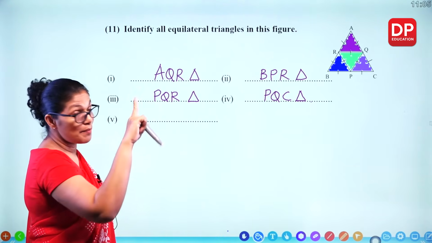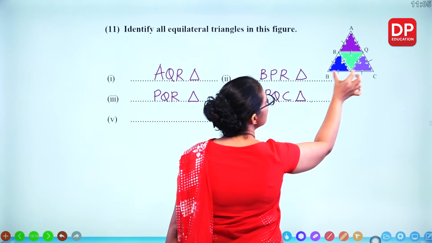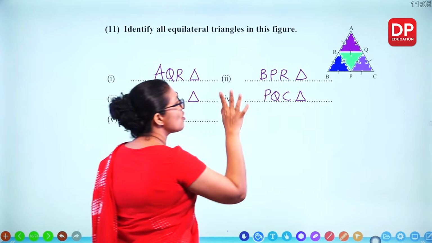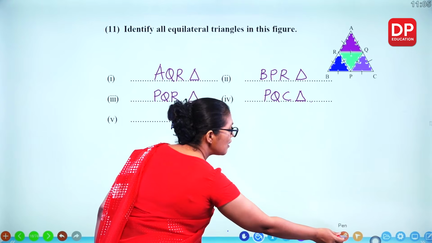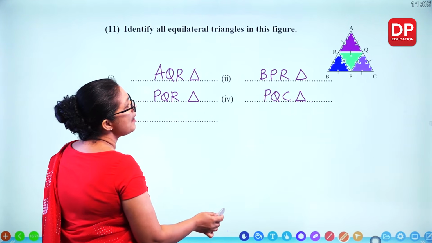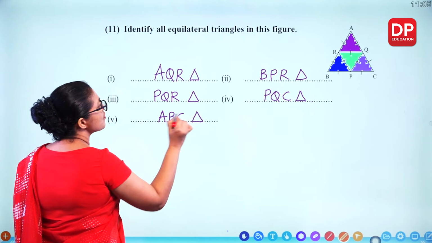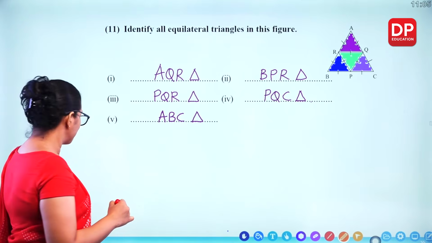When you take the big triangle, can you see each one is double of this? So that's also another equilateral triangle. I can write ABC is also an equilateral triangle.